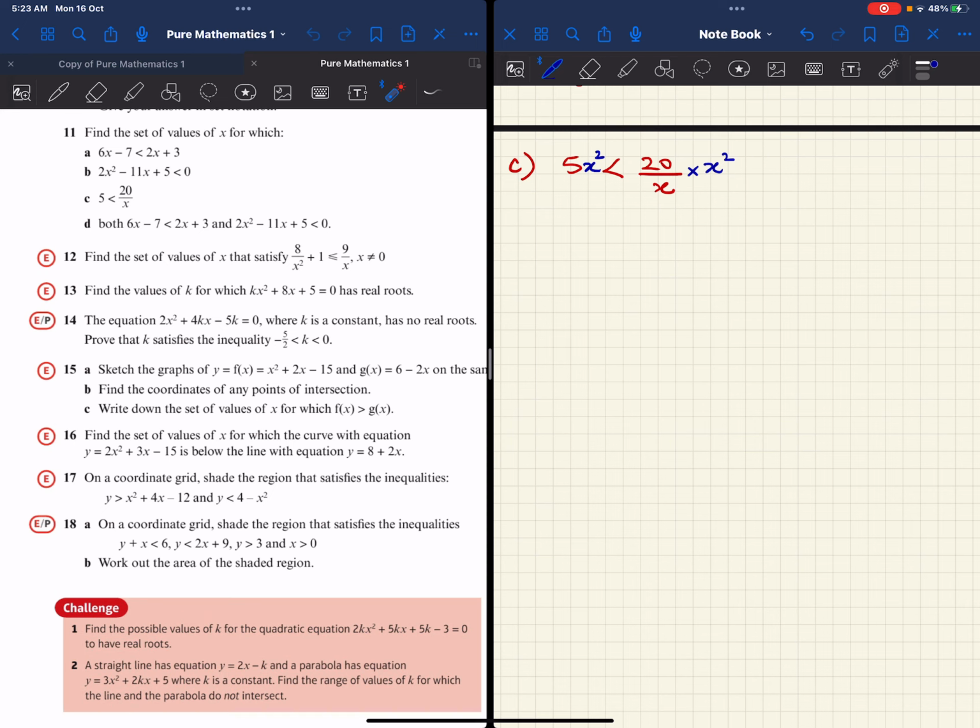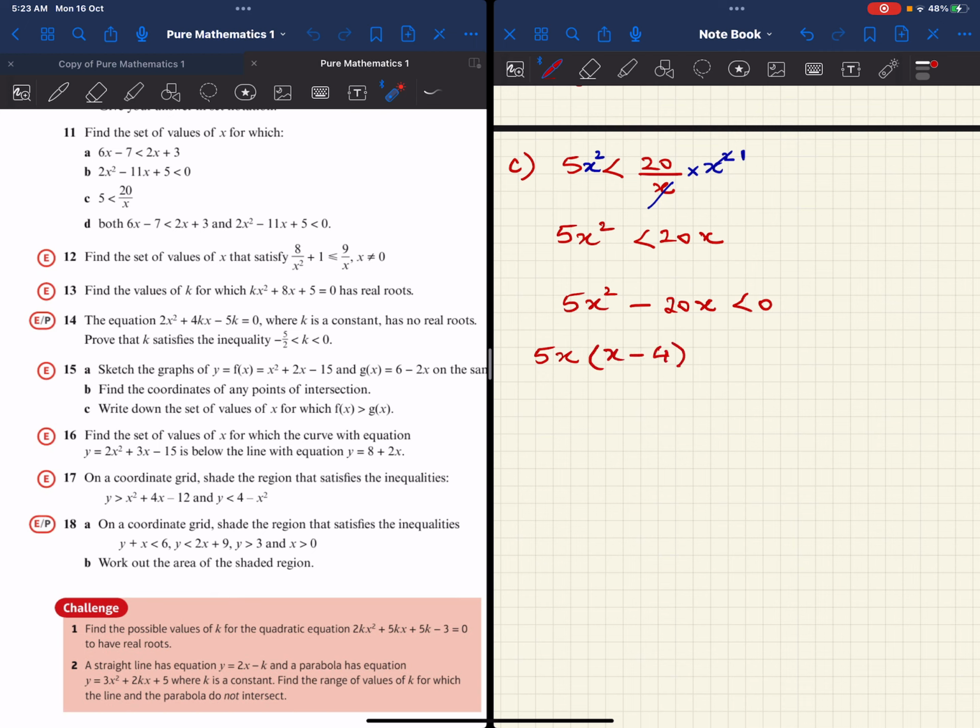And now if I cancel the x here with the x squared, I'll be left with x to the power of 1. So now I'll continue. So I have here 5x squared is less than 20x. So 5x squared minus 20x is less than 0. Now this is a quadratic inequality. We can take 5 and x common out. So we have 5x into x minus 4.